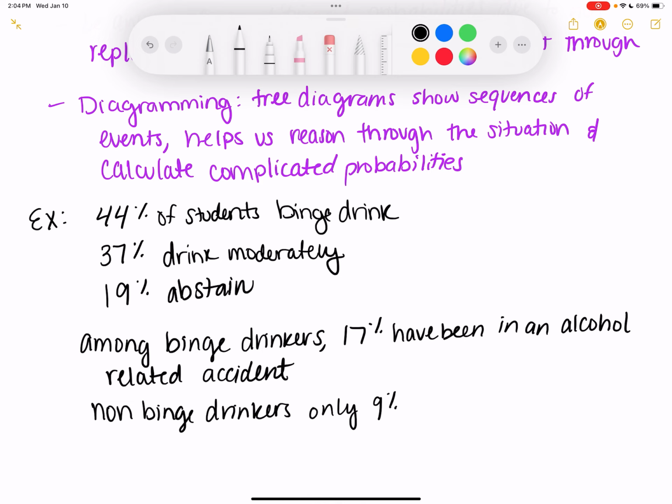Well, we know the 9% cannot be from the ones who abstain. Wait, that's not true. 9% would be non-binge drinkers, so that would be abstain or drink moderately. I was gonna say they don't drink, so it can't be their fault, but they can be in a car with somebody who doesn't drink.